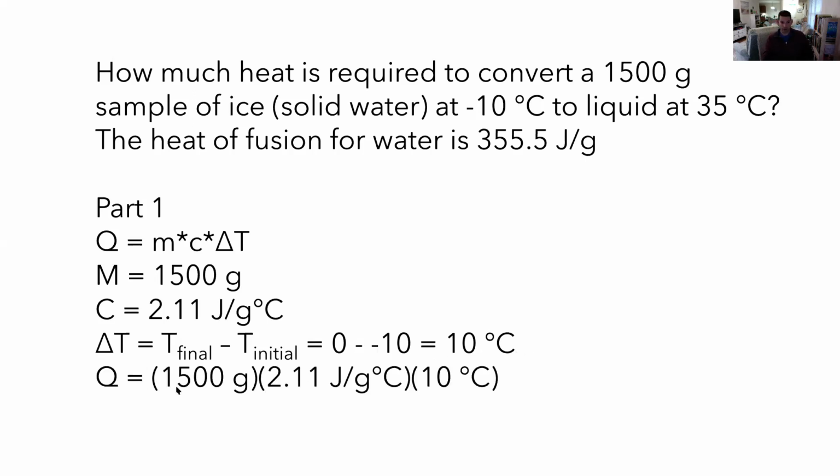We plug it all in, mass, 1,500 grams, times 2.11 joules per gram degrees Celsius, times 10 degrees Celsius, we get 31,650 joules. That's the amount of energy to do part one.